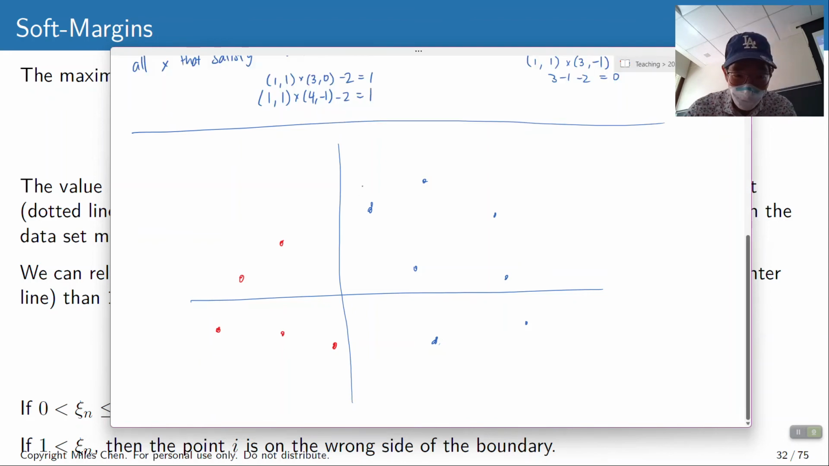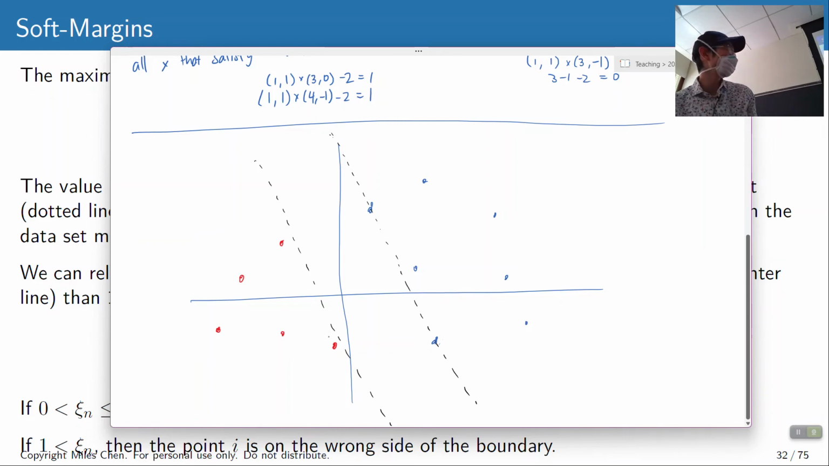So the maximum margin classifier would probably end up forming a boundary that looks like this. It would be on this point right here. This would be the maximum margin classifier.